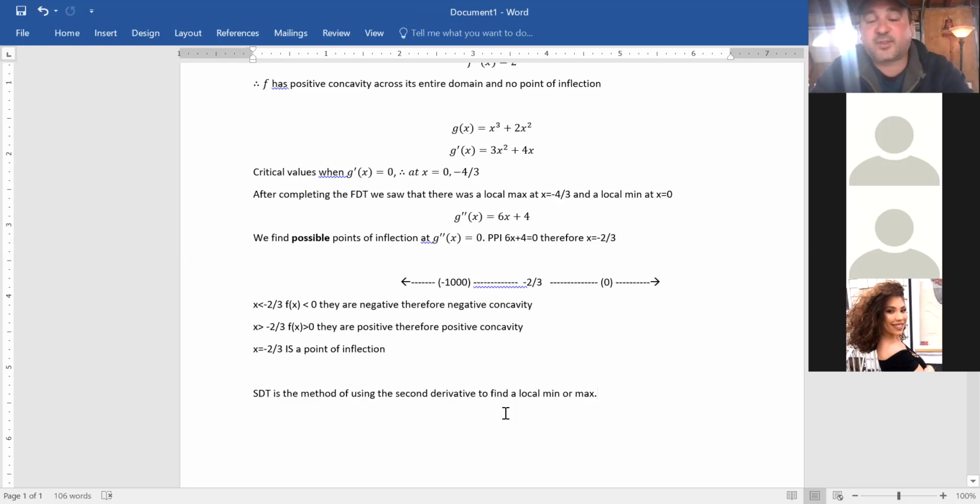So the second derivative test says, if you know the critical values, which you found from the first derivative, you can plug them into the second derivative and it may give you information. It doesn't always, but it might. So if you have the critical values of a function f, then the following is true.